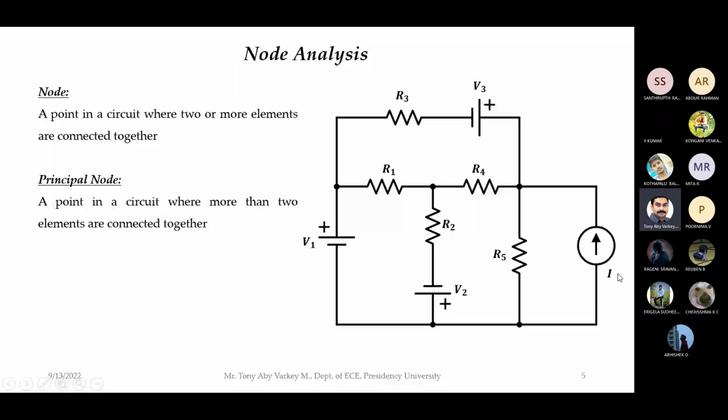So tell me how many nodes are there? Five. Once more, you check. Only five. A node is a point where two or more elements are connected together.